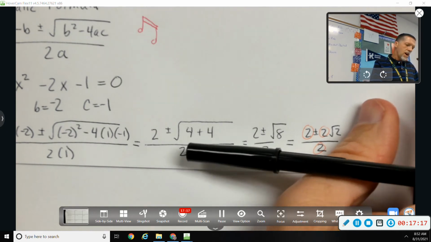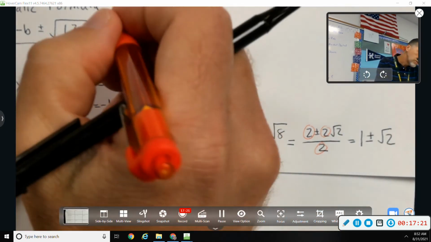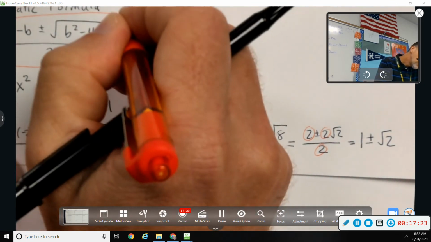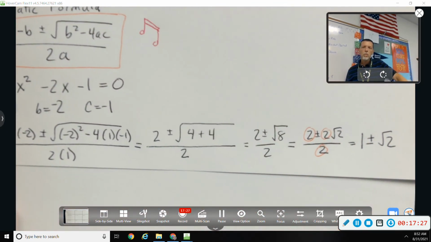All right, so the quadratic formula: x equals negative b plus or minus the square root of b squared minus 4ac all over 2a. So it's 1 plus or minus the square root of 2.